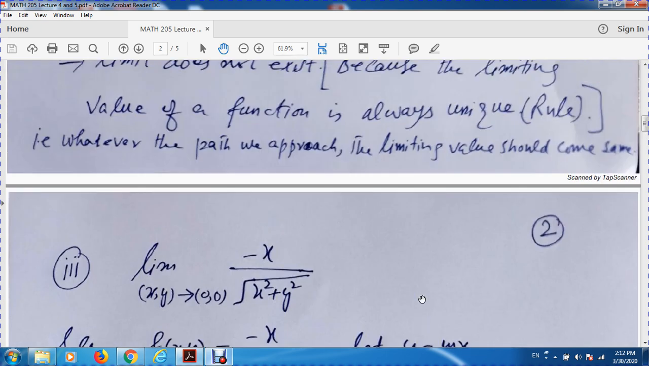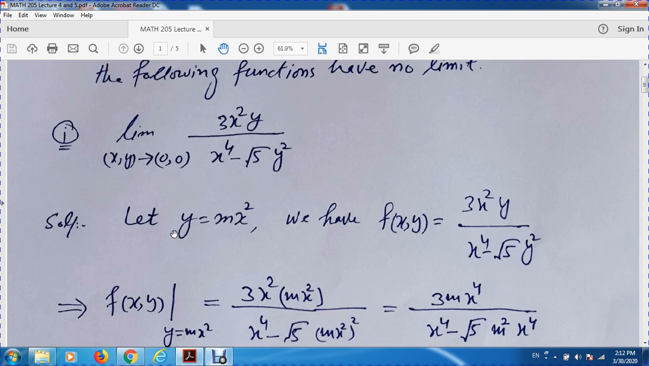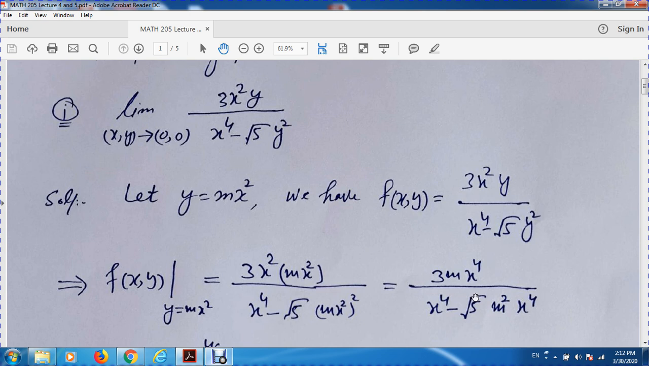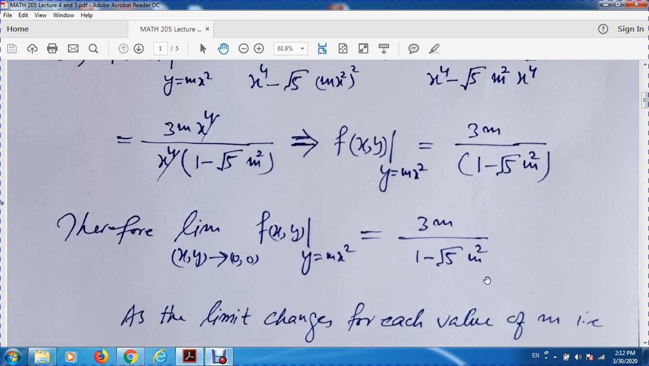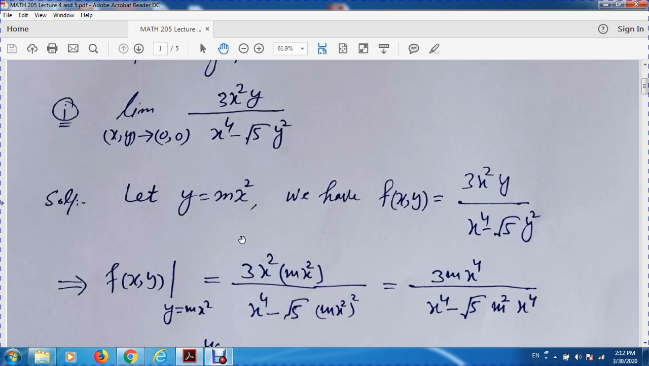Now I will move to the first example. In this example, again, this is your homework. You will check yourself with the path y equal to mx. If you put y equal to mx, the limit will exist, and at the end you will get some real number, and we have to prove the limit does not exist. So I already know the limit does not exist for this. So I will take the path y equal to mx square.